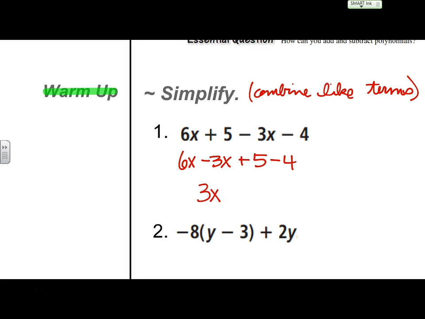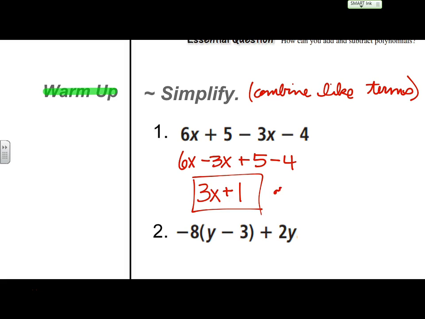So 6x minus 3x, are they like terms? Yes. So 6x minus 3x is 3x. Now, plus 5 minus 4 is 1. Now, why don't I put those together anymore? You can't. They're different. They're not alike. So we just box it and say done. If it was 1x, I'd get x equals 1.